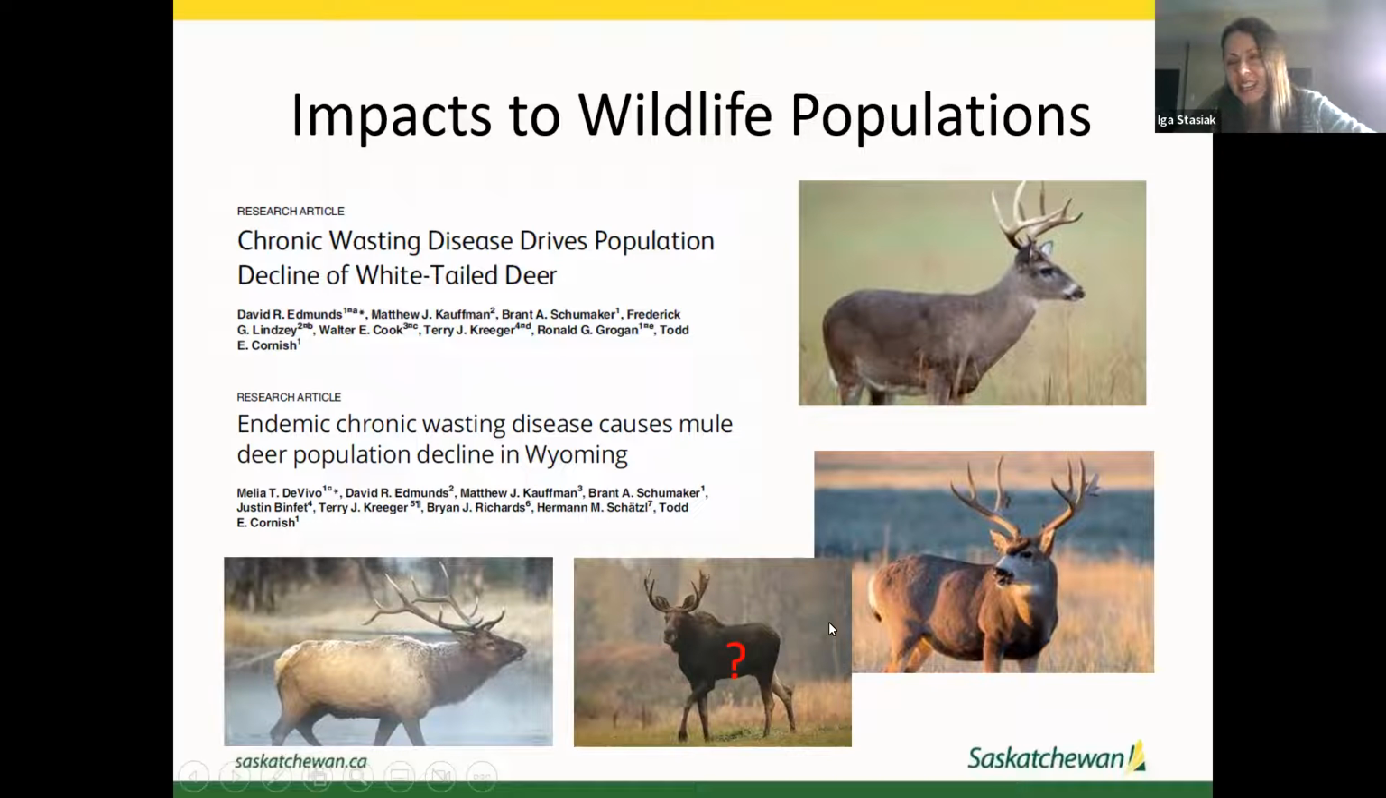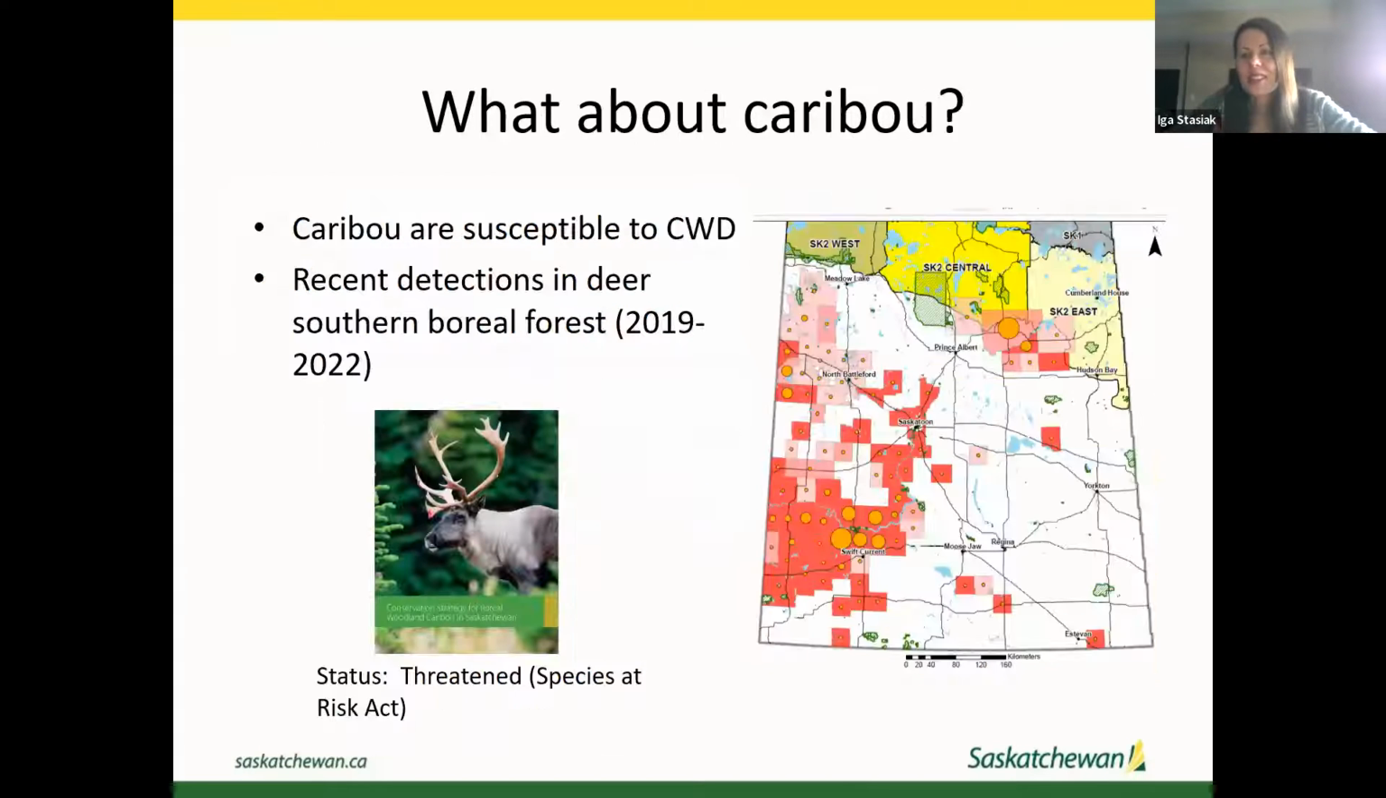We do not have enough data on moose populations, but we have seen mortality and clinical disease in moose here in the province as well. There is also concern about threatened and endangered species. We have threatened populations of caribou here in Saskatchewan, and we are starting to see CWD cases in the southern boreal forest here.